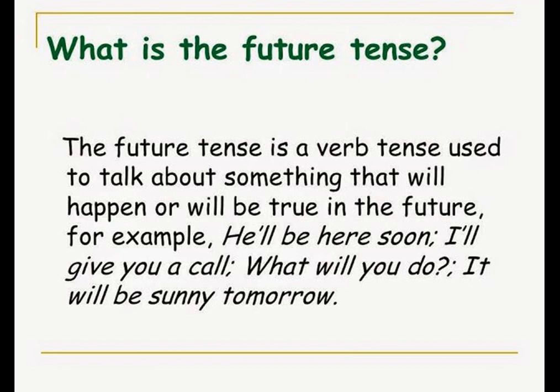Next example: What will you do? It will be sunny tomorrow. Here also it is that he will do; it means it will happen. This was the future tense.